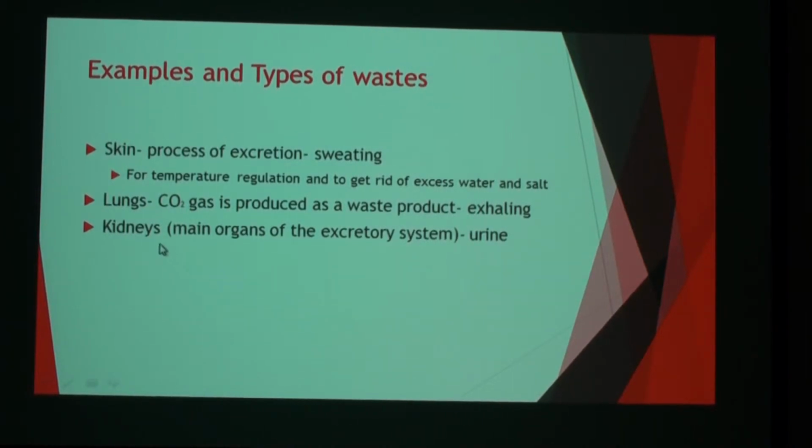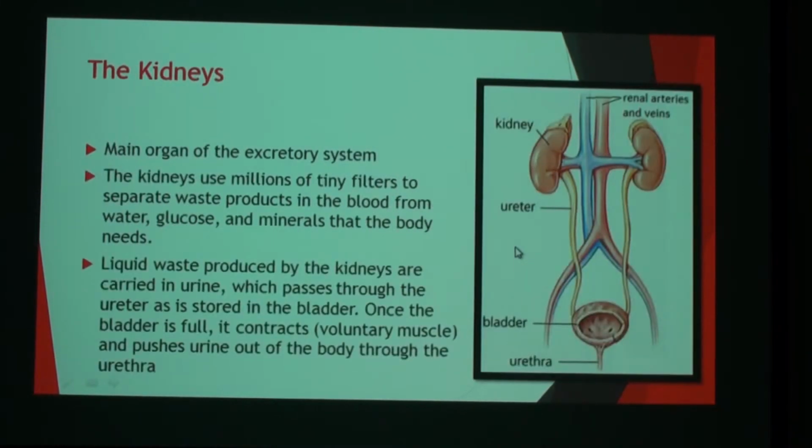And also the kidneys, which are the main organs of the excretory system. They help us eliminate waste through urine. And we're going to look into that even more. So here we have the kidneys. Like we mentioned, it's the main organ of the excretory system. These are the kidneys, and they have a bean-like shape. Right here, we have two. We should have two.